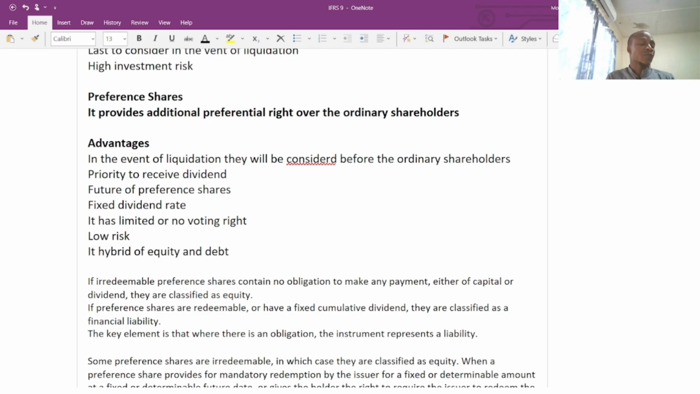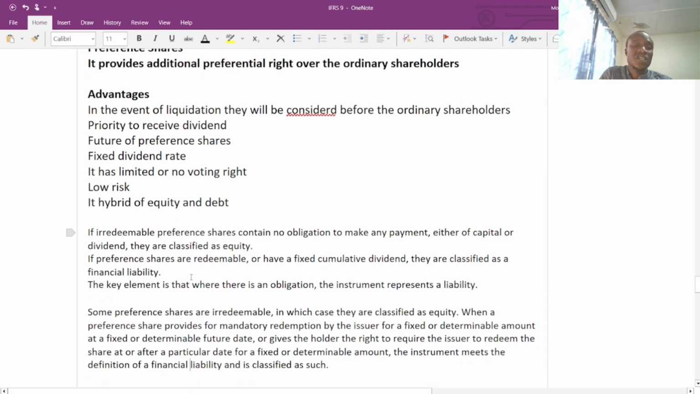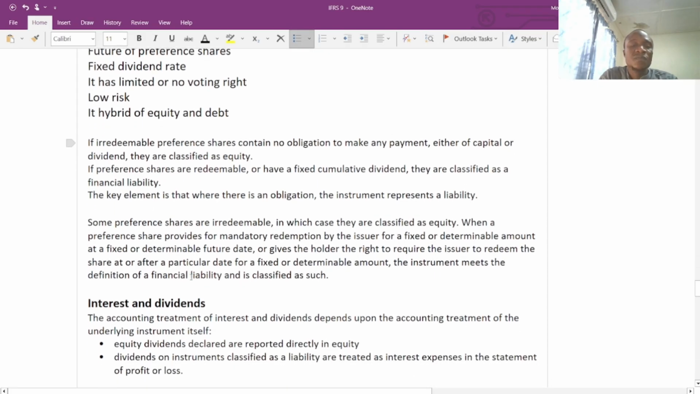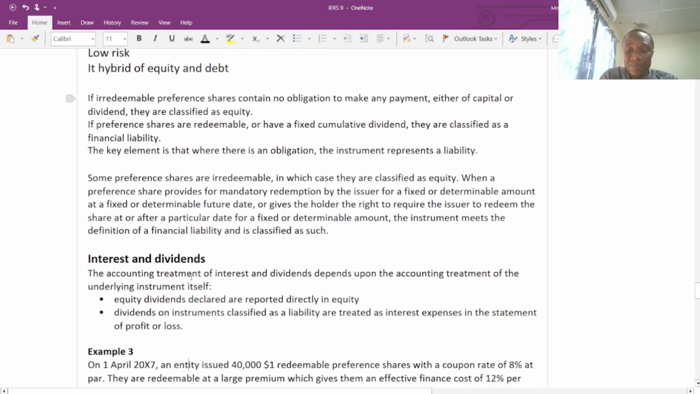When we are talking about hybrid of equity and debt, it means, having a preference share, you can have the right to be an equity holder or you can be a debt holder. So that hybrid value of preference shares provides additional rights over that of the ordinary shareholders. So basically, with this distinction, we are going to look at how we can account for the preference shares. We are not going to look at ordinary share in this context for now. The content of the preference shares can be a financial liability.